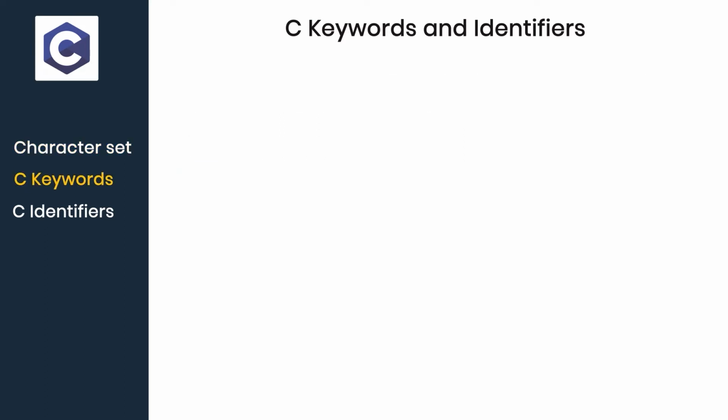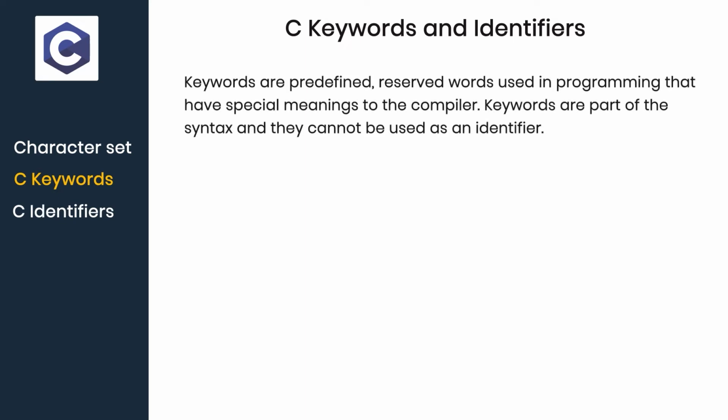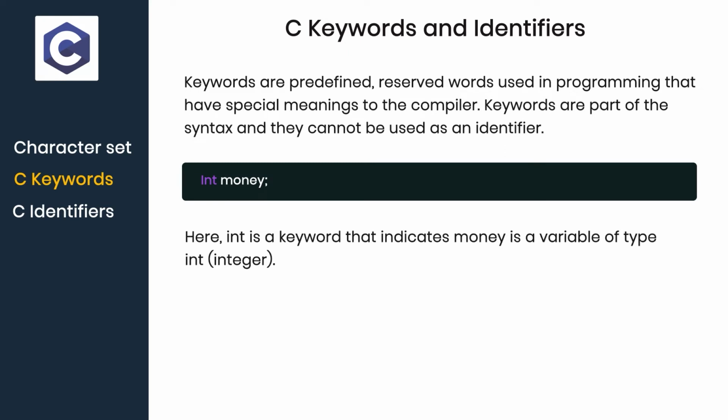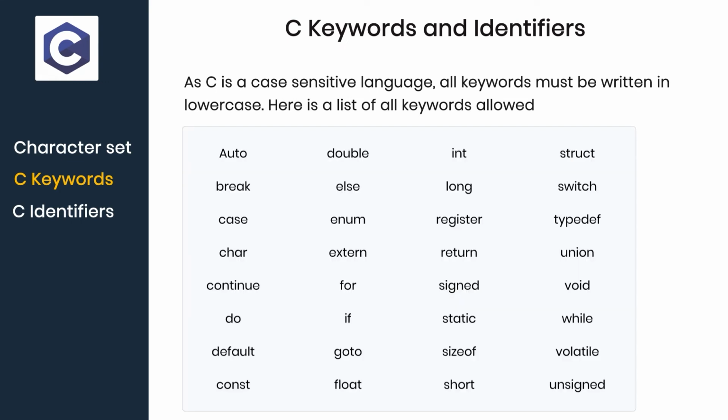C keywords. Keywords are predefined, reserved words used in programming that have special meanings to the compiler. Keywords are part of the syntax and they cannot be used as an identifier. For example, here, int is a keyword that indicates money is a variable of type integer. As C is a case-sensitive language, all keywords must be written in lowercase. Here is a list of all keywords allowed.